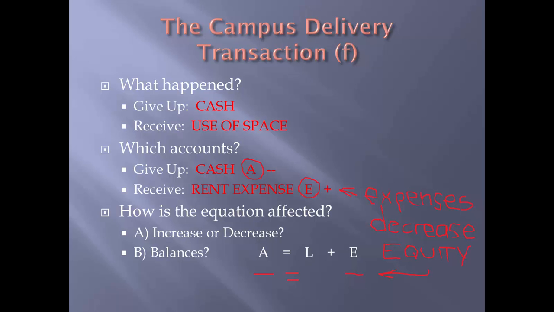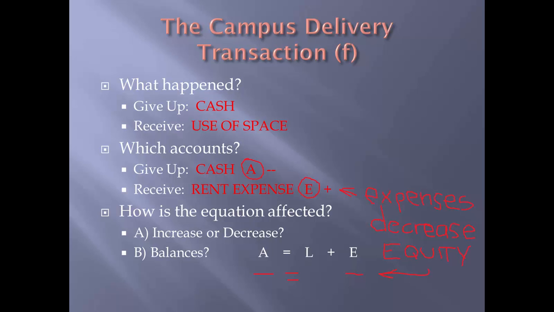Okay, now I go to question 3, my increases or decreases. So I go back up to what happened. Do we have more or less cash than we did 5 minutes ago? Well, we paid cash out, so we have less cash than we did 5 minutes ago. Do we have more or less use of the space than we did 5 minutes ago? Well, 5 minutes ago I didn't have any use of office space, and now I do. So I have more use of office space. So I'm going to put a plus next to rent expense and a minus next to cash.